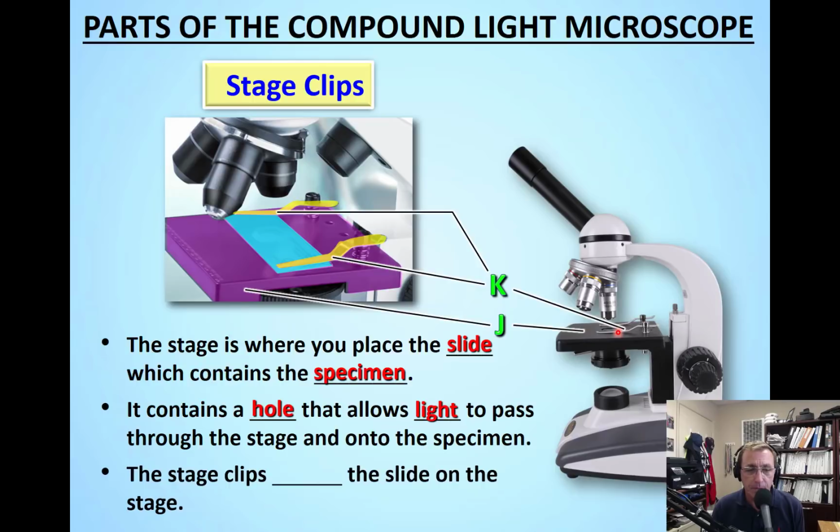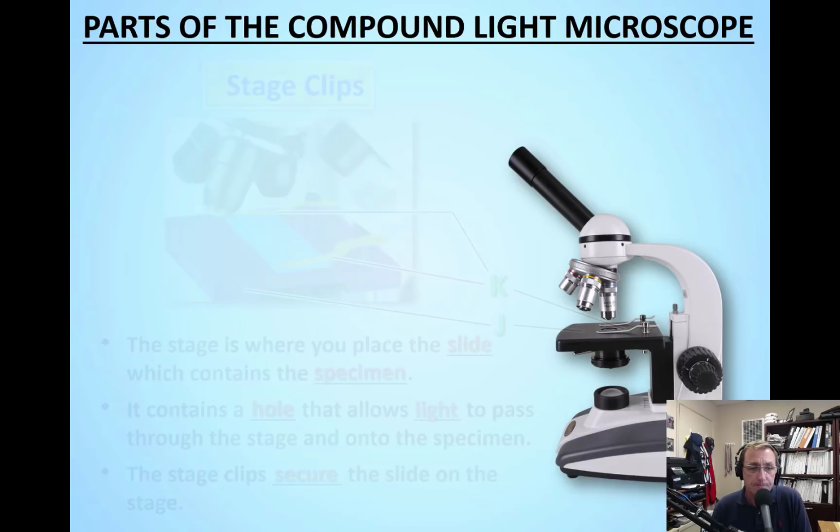Okay, the stage clips blank the slide onto the stage. You probably guessed this. They secure or hold the slide onto the stage because, again, working with focus, you don't want your specimen sliding around or moving, because if you get the focus where you want it and then the slide moves, then you've lost focus again. So you have to kind of constantly repeat. So the stage clips are important, just like every other piece part on the microscopes are.